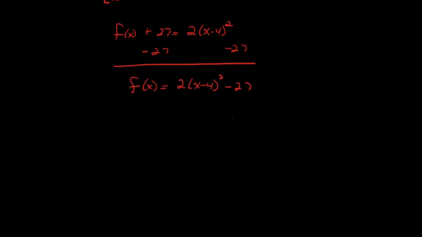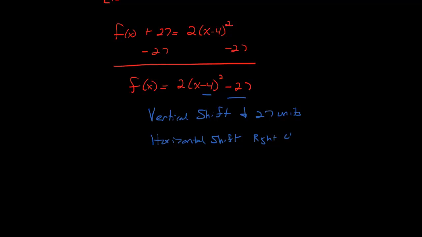Notice, you should be able to tell that there is a vertical shift down 27 units, indicated by that negative 27. And there is a horizontal shift to the right, 4 units. And this value of positive 2 indicates the parabola is opening up. So in the complete square form, you're able to determine a lot more information, specifically that vertex, which we're going to get into in a little more depth next section.